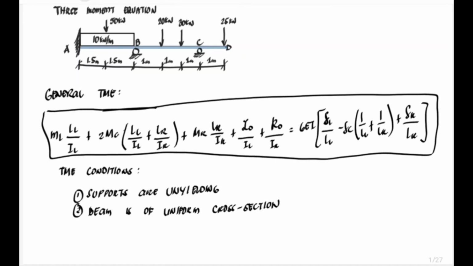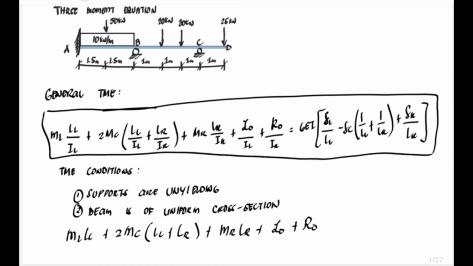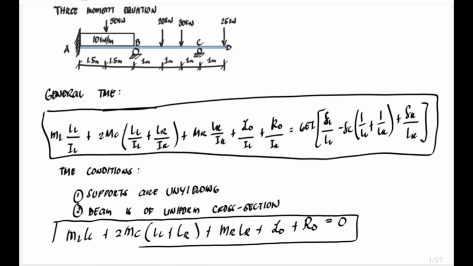If that conditions will satisfy, ang formula lang natin would be ML multiplied by LL, plus 2MC multiplied by LL plus LR, plus MR LR, plus load factor on the left span and load factor on the right span should be equal to 0. Ito lang yung formula na gagamitin natin.